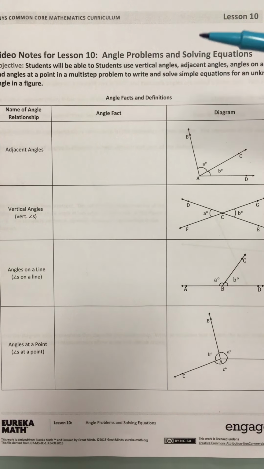The objective today: students will be able to use vertical angles, adjacent angles, angles on a line, and angles at a point in a multi-step problem to write and solve simple equations for an unknown angle in a figure. So first we have to get used to the language that we're going to use and the imagery that we want to think of when we see those words and vice versa.